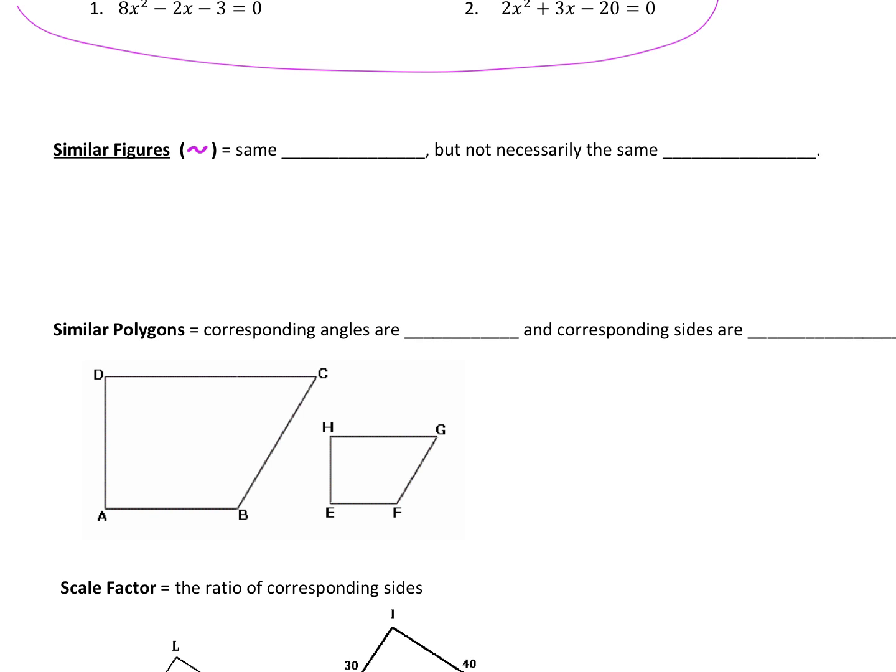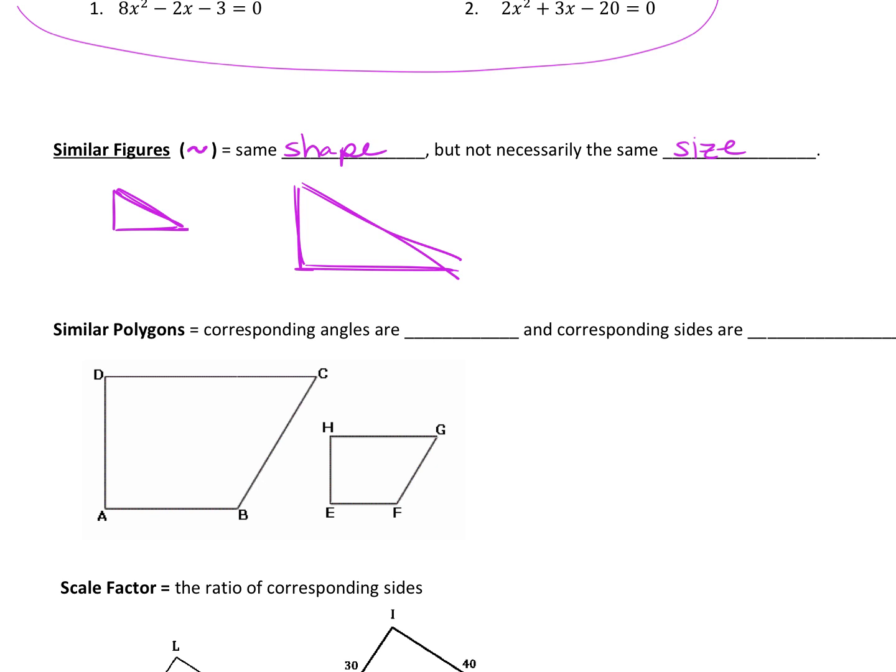Okay. Similar figures are going to have the same shape. So if it's a triangle, it's going to look like the same triangle that just got blown up or shrunk down, because they will not necessarily have the same size. Maybe that's something like this, right? I could say those are similar triangles. They look the same, but one just got blown up a little bigger than the other one, okay?